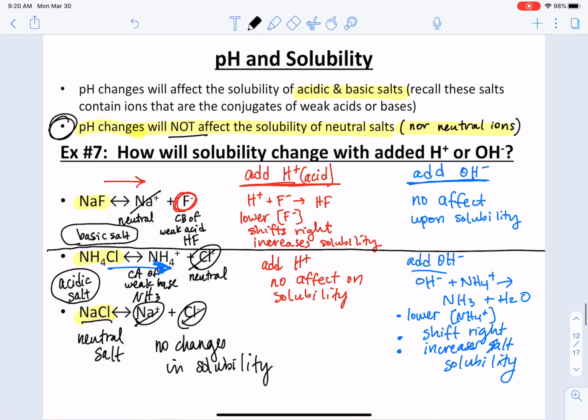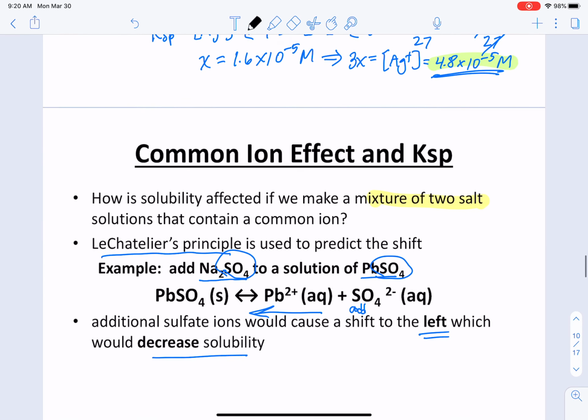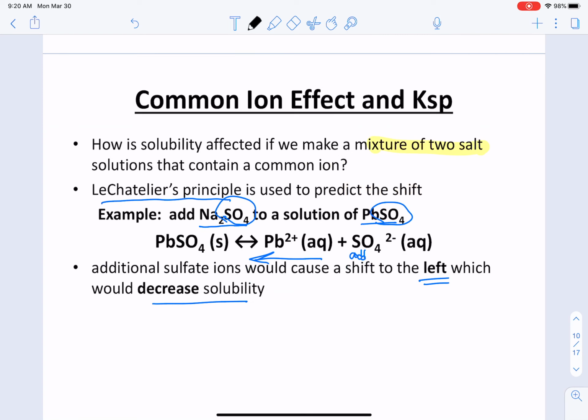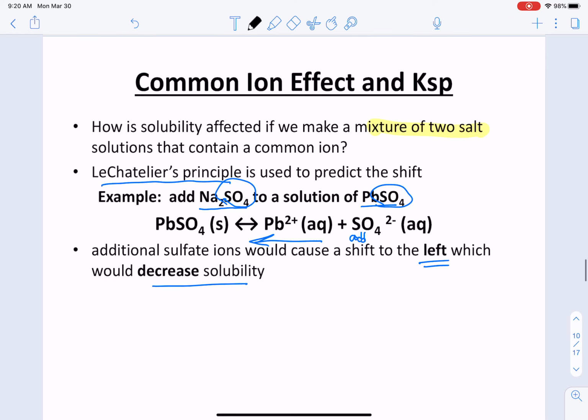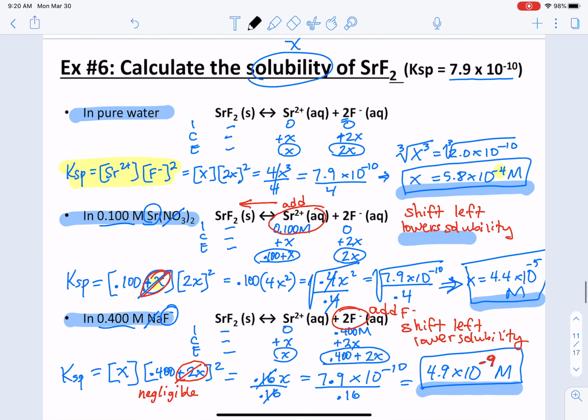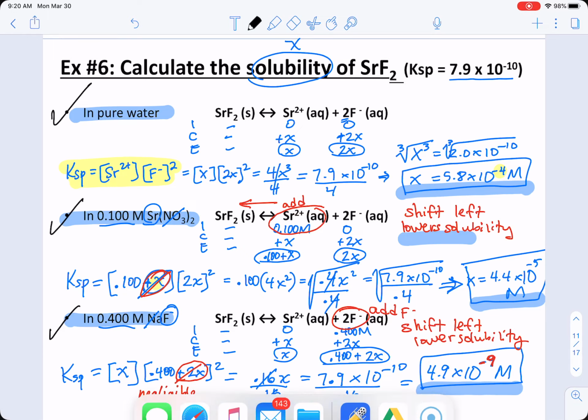Okay, so just to recap quickly here, we talked about the common ion effect and how that can cause the reaction to shift. If we add a common ion, typically it decreases solubility. We did a calculation for 3 substances. It was pure water versus a strontium solution versus a fluoride solution. And when there was a common ion, indeed, the solubility did decrease. Mathematically, we could see that.